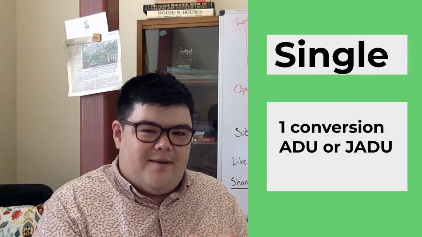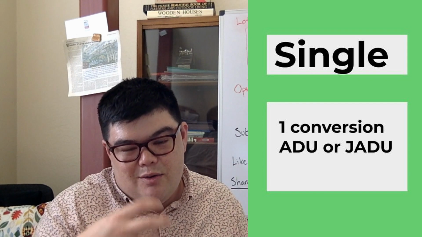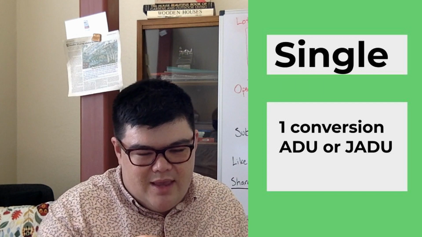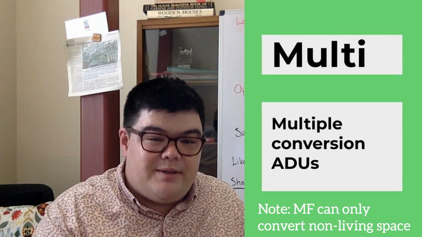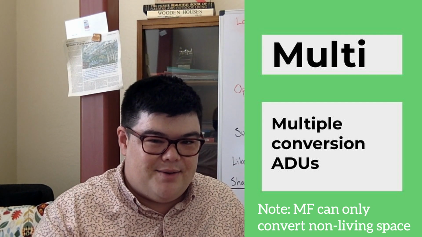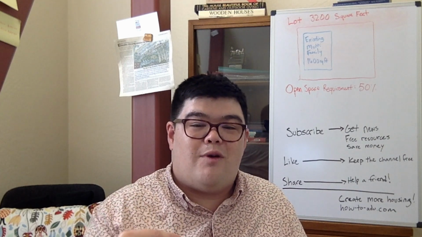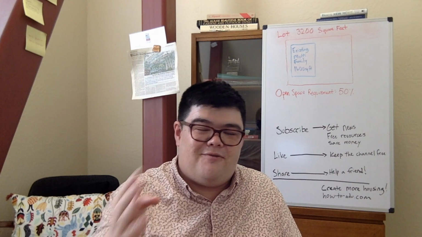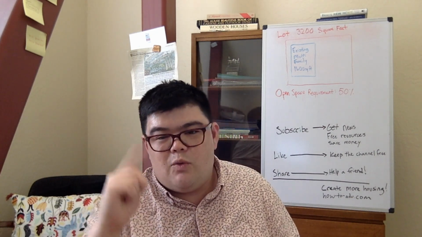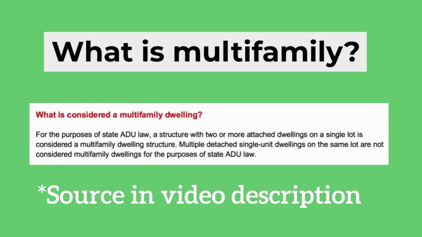If you have a single-family dwelling on your lot, you can convert 1 existing space into an ADU or a JADU, junior ADU. If you have a multifamily dwelling on your lot, you can convert multiple existing spaces into ADUs. You could do up to 1 new unit per 4 existing units. Or if you have fewer than 4 existing units, it just rounds up to 1. So far, so good. But the definition of multifamily is a bit weird.